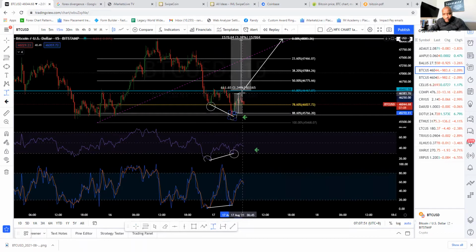We go up, boom. Okay, we're talking about 611 pips in the market. That could be $600. Okay, that could be $6,100. That can be $61,000, depending on your lot sizes that you're running here.